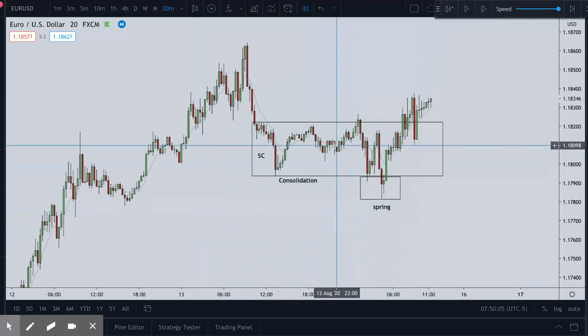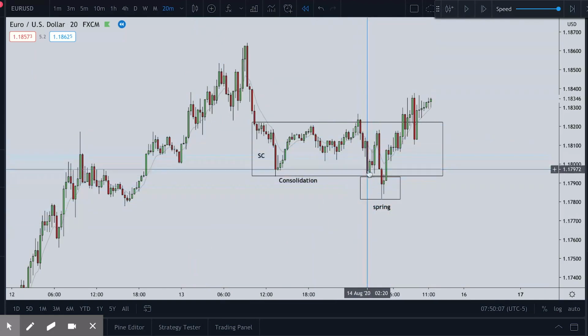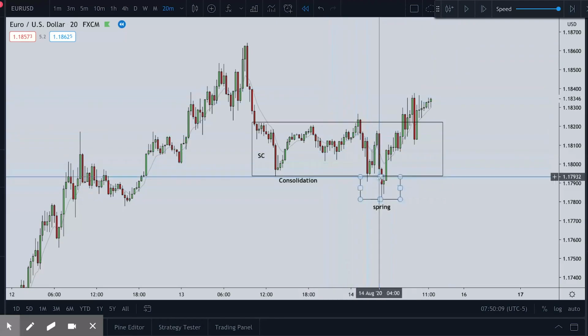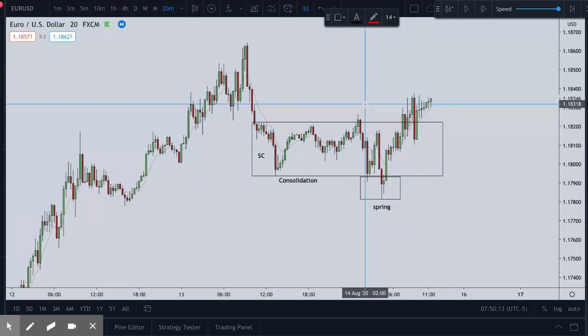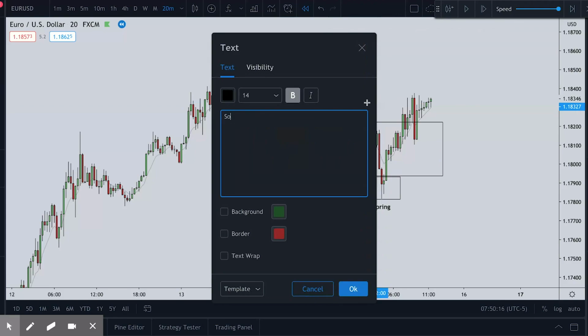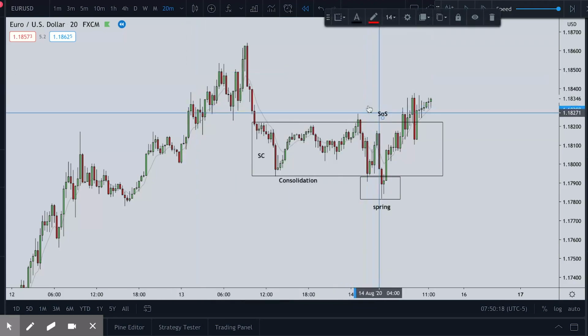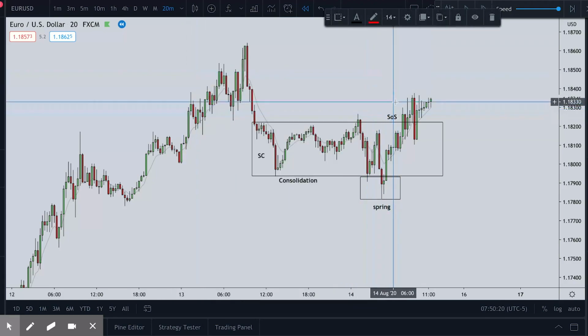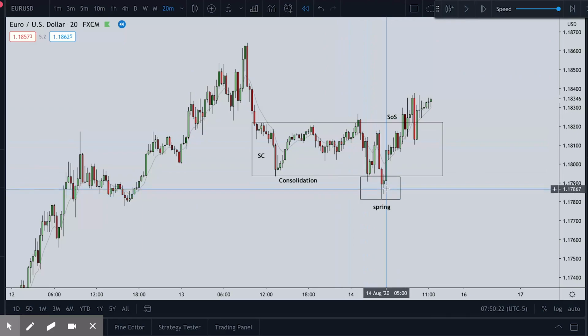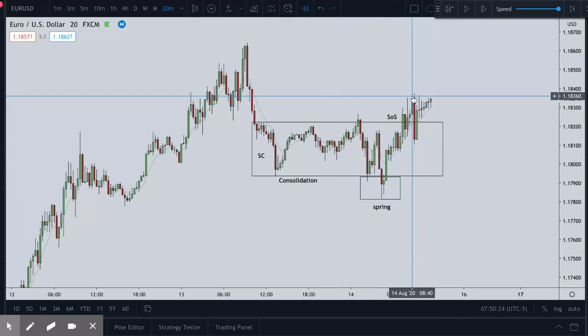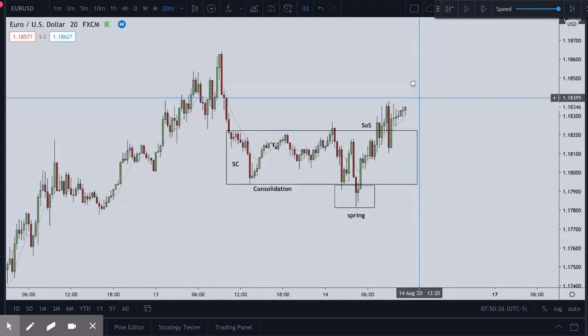Now, what does this spring show? It shows the final attempt from the sellers to push the market lower, and that is then followed by a quick push to the upside, which shows the buyers taking control. That gives us a sign of strength. This area here, where we actually traded beneath the range and then pushed all the way back up nice and quickly over the top of the range.